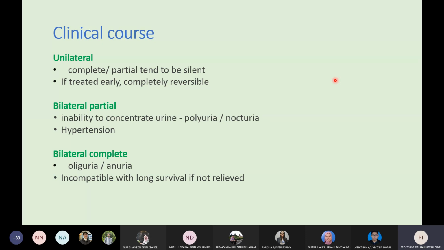When it's bilateral, it can be partial or complete obstruction. When it's partial and there's inability to concentrate urine, this is when you get polyuria or nocturia. Polyuria is frequent passing of a lot of urine. And nocturia is because they have a lot of urine.